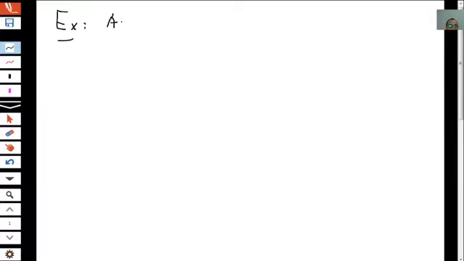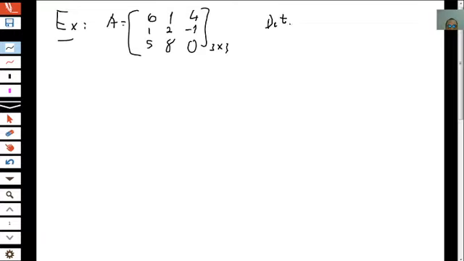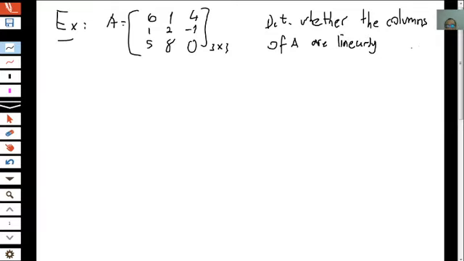So we have a matrix A, which is 3 by 3: 0, 1, 5, 1, 2, 8, 4, minus 1, 0. A 3 by 3 matrix. So determine whether the columns of the matrix A are linearly dependent or independent.